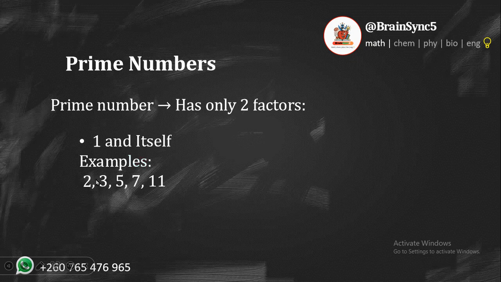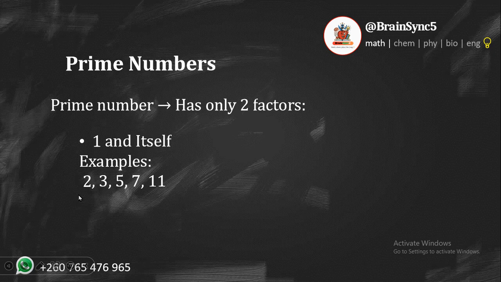An example is 2, 3, 5, 7. 1 can go into 2 and 2 can go into 2. 1 can go into 3 and 3 can go into 3. 1 can go into 5 and 5 can go into 5. There's no other number that can go into 5 apart from 1 and 5 itself. There's no other number that can go into 7 apart from 7 itself and 1 without leaving a remainder. And 11 can go into 11 and 1 can go into 11. You understand?